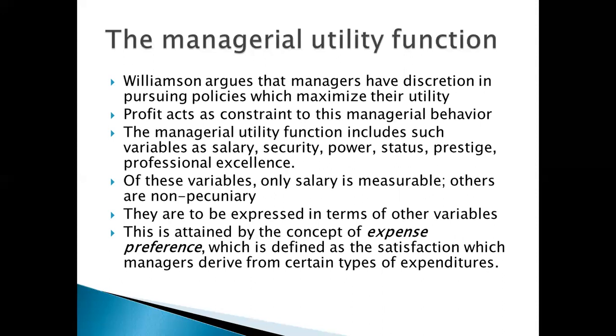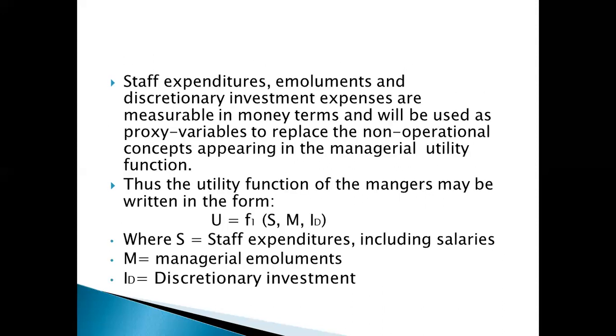What is expense preference? Expense preference is defined as the satisfaction which managers derive from certain types of expenditures. What are these expenditures? These are three kinds of expenditure: staff expenditure, emoluments, and discretionary investment expenses. These are measurable in money terms and will be used as proxy variables to replace the non-operational concepts appearing in the manager's utility function. Thus, the utility function of the managers may be written in the following form.